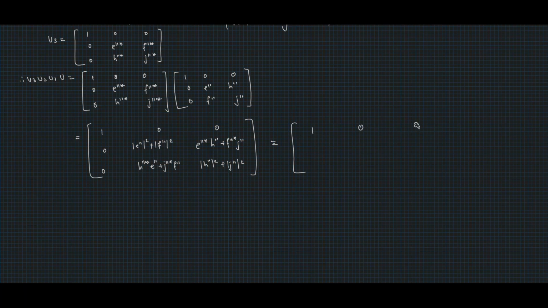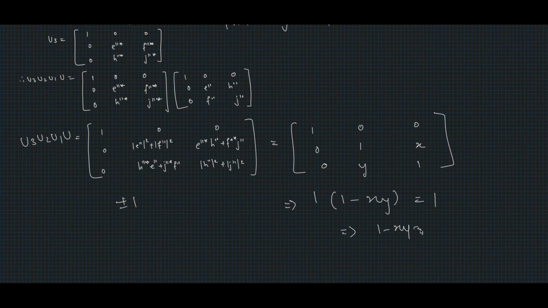1, 0, 0, 0. This term is 1, and let's name this term as x, and let's name this term as y, into this term would be 1. Now another property of a unitary matrix is that the determinant of a unitary matrix is plus or minus 1. Therefore, for U3 U2 U1 U, that is this matrix, its determinant would be equal to plus or minus 1, which implies 1 into 1 minus xy would be equal to 1, which implies 1 minus xy would be equal to 1 and xy would be equal to 0.